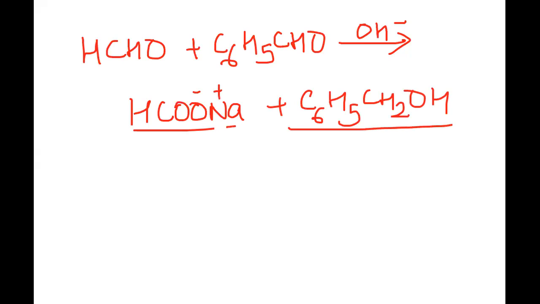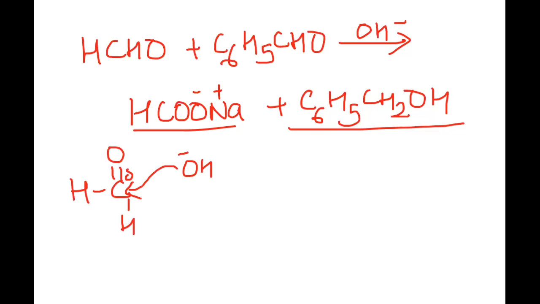Now, why is it that the preference of formaldehyde is for the oxidation? Because it's simple. Because in this case, the formaldehyde molecule can be easily attacked by the OH minus ions. And therefore, it undergoes the oxidation. If I actually look into the mechanism, I'll just show you how it happens. This is HCHO. This is formaldehyde.